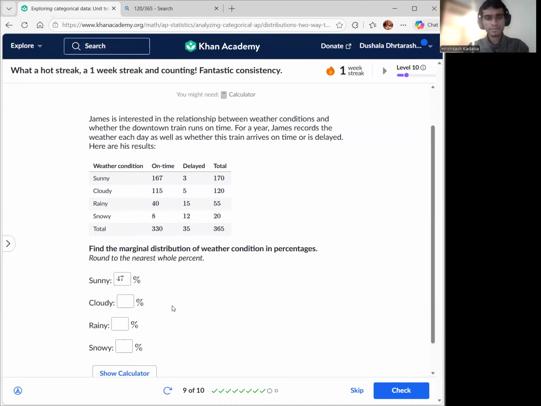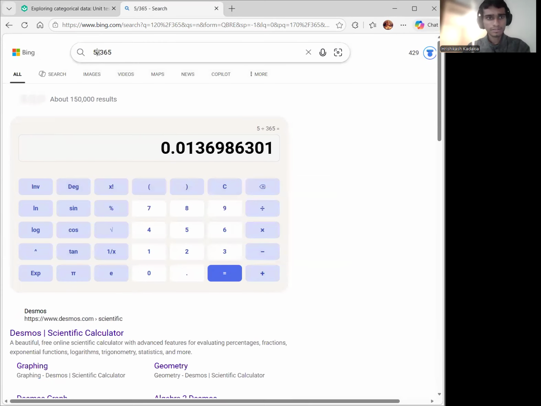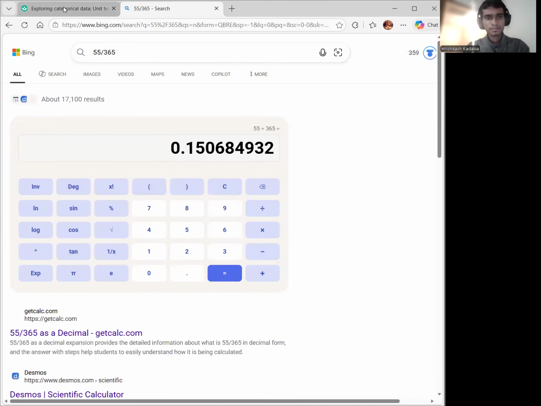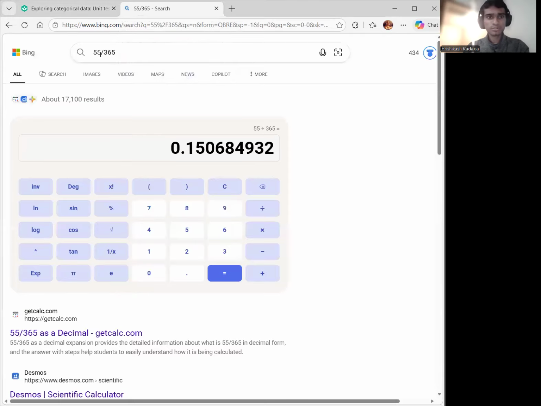32.87 and 33, right? That should be 33. And we see rainy is 45. So if you try, I'm sorry, okay. Yeah, 15.1, or 15. Snowy should be about 8. So 20 for snowy is 20.